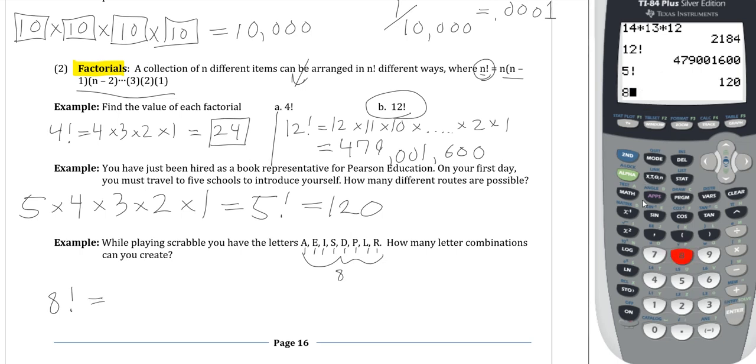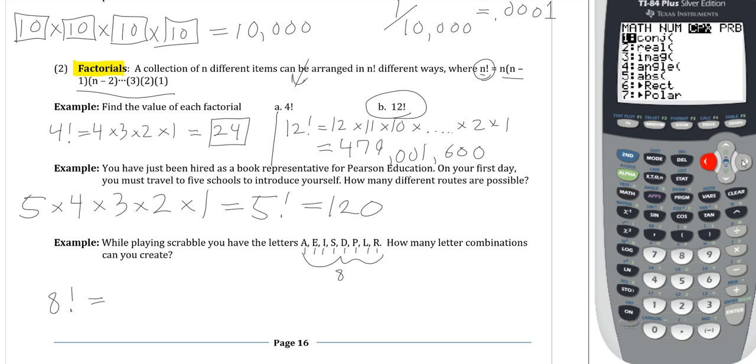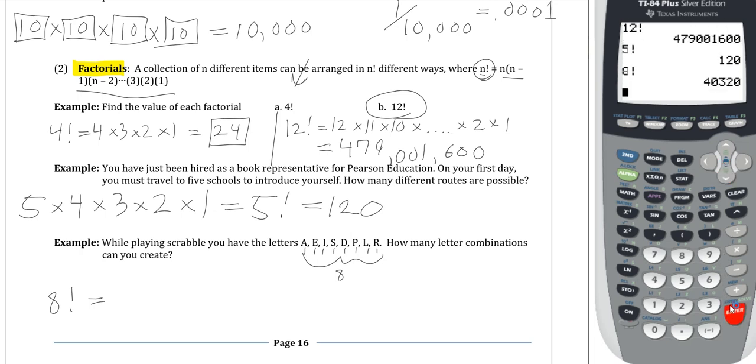If we do 8 factorial in your calculator, I believe you should get 40,320, if memory serves. Yep. Okay. So 8 factorial is 40,320. Think about that the next time you play Scrabble. You have 8 characters. Think about how many different ways you could order those 8 characters. Just maneuver things around. It's a lot. Okay, so far that's how you would deal with counting.